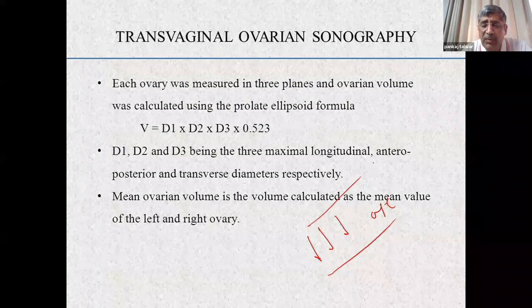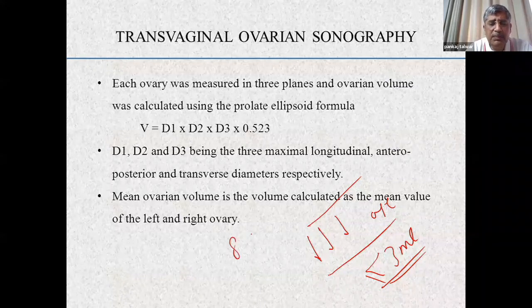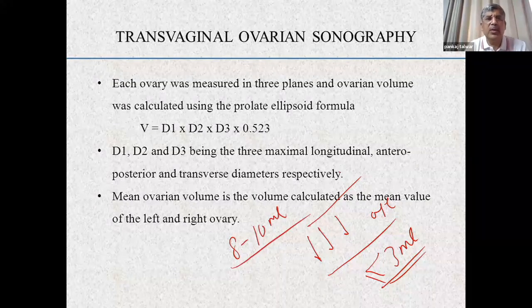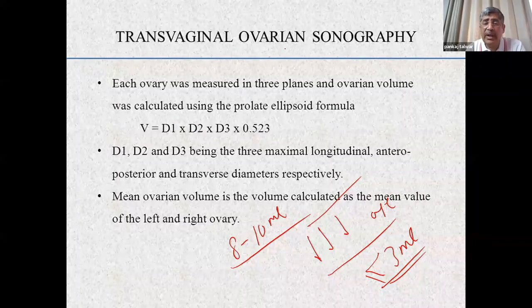In case we have an ovarian volume of less than 3 ml, we can be quite definite that the lady is going into premature ovarian failure or has already gone into it. A good ovarian volume should be somewhere between 8 to 10 ml, this you have to know. This is not a bad tool; it is a good tool to diagnose, looking at the ovarian volume. But a better tool is doing the antral follicular count.